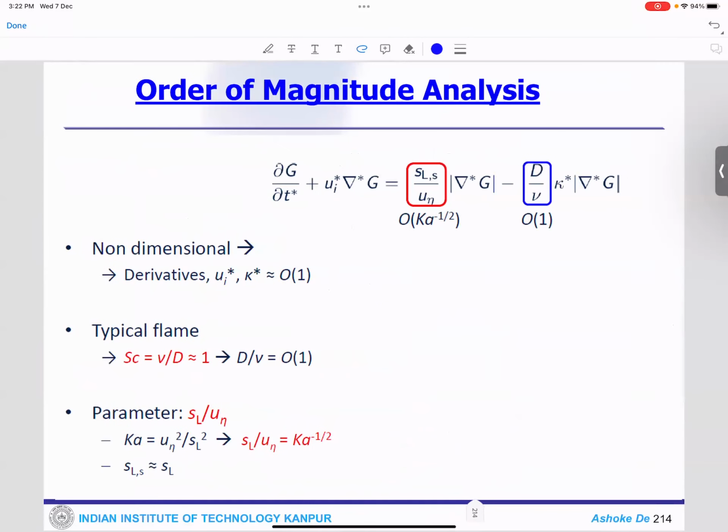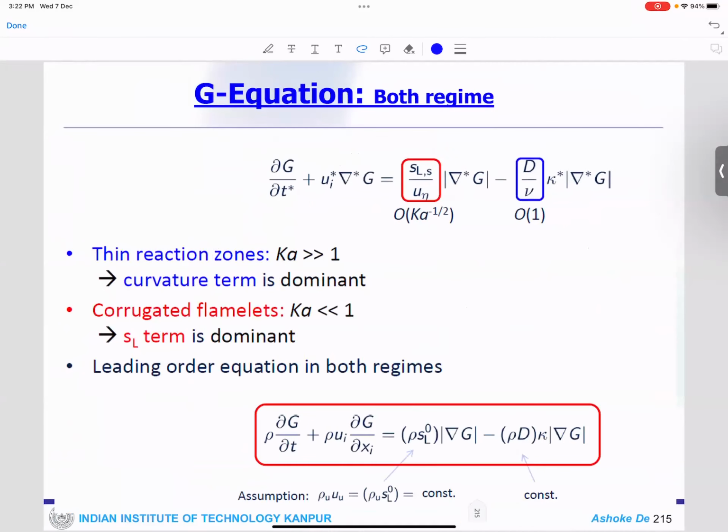And these are some of the order of magnitude analysis one can do. Typically for the parameter range, you can look at the Karlovitz number. So this is my complete equation. Now this order of magnitude analysis shows that if you are in the thin reaction zone, then the Karlovitz number is going to be greater than 1, and the curvature term is going to be dominant.